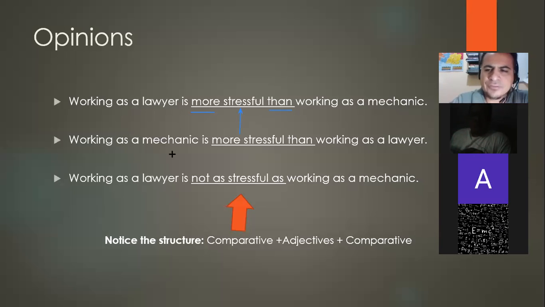Or maybe you have a different opinion. You can say working as a mechanic is more stressful than working as a lawyer. Or maybe you can use a negative. Working as a lawyer is not as stressful as working as a mechanic. What is the structure? Comparativo más calificativo más comparativo. Aquí puedo, en vez de calificativo, puedo poner noun también. Ya vamos a ver eso. Questions? Preguntas hasta acá?